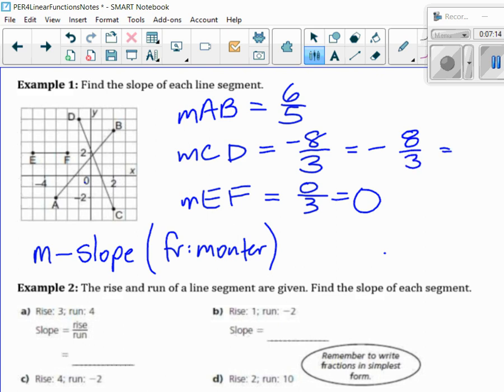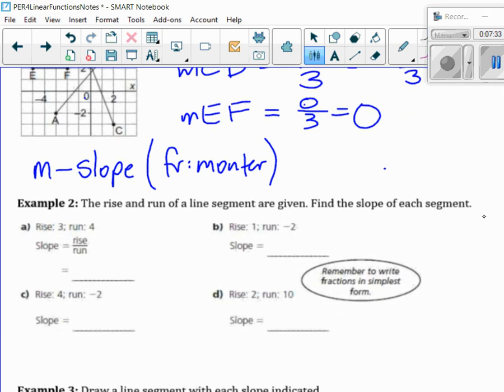Or I could write it as, does everybody see that's the same slope? The negative doesn't matter where you put it. However, when I calculated this, I went down. So do you see why I put the negative with the 8? It doesn't matter where you put the negative, as long as you know if you're going down to the right, it's negative.